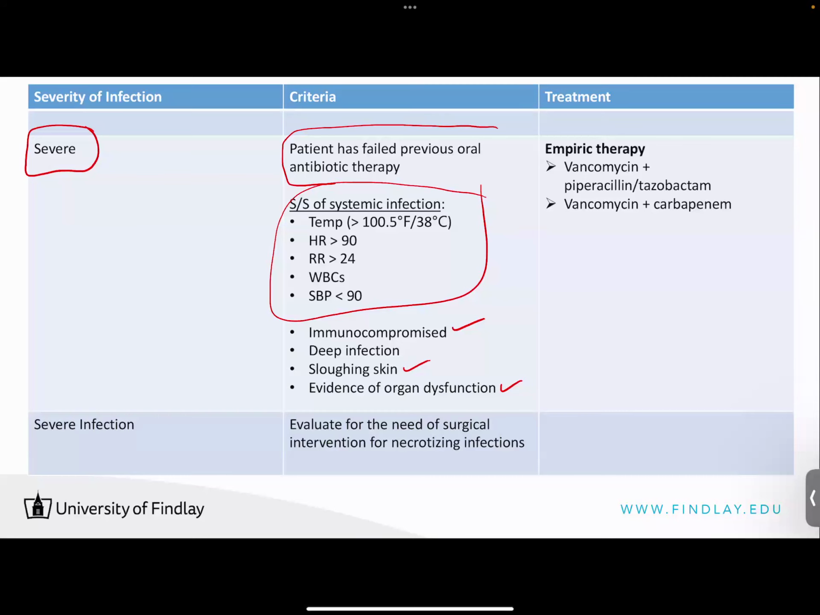Or if that patient did get oral therapy and they failed it, right, this is all of a sudden round 2, and it heightens the severity.